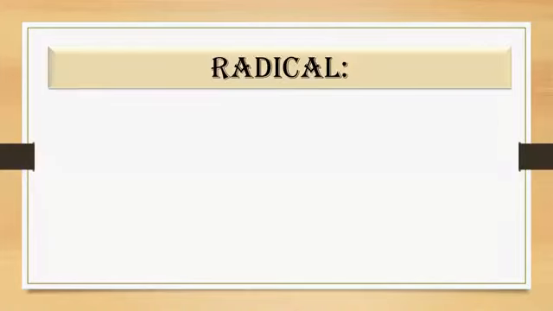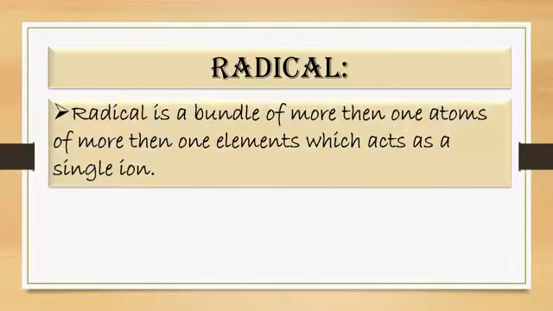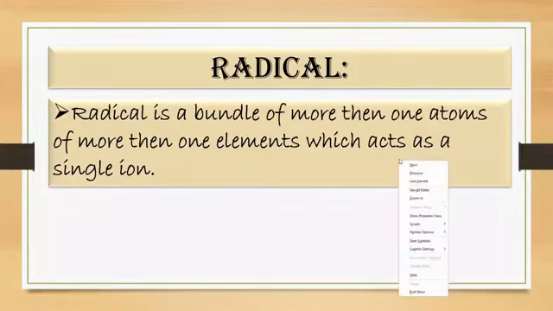First of all, the definition of radical. Radical is a bundle of more than one atoms of more than one element which acts as a single ion.